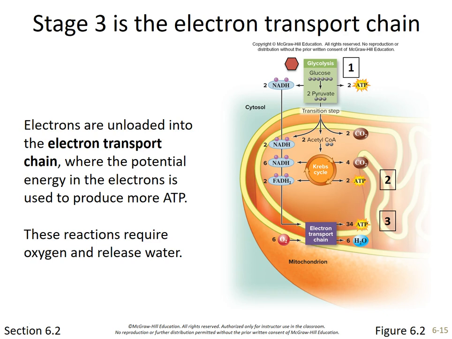Electrons are loaded into the electron transport chain, and this is where we're going to see the big payoff of ATP. So for glycolysis, we get two molecules of ATP. For the Krebs cycle, we get two molecules of ATP. And down here is our electron transport chain. It's just an electron pump, an ATP machine. It makes 34 molecules of ATP. These reactions require oxygen and release water. They also happen in the mitochondria.